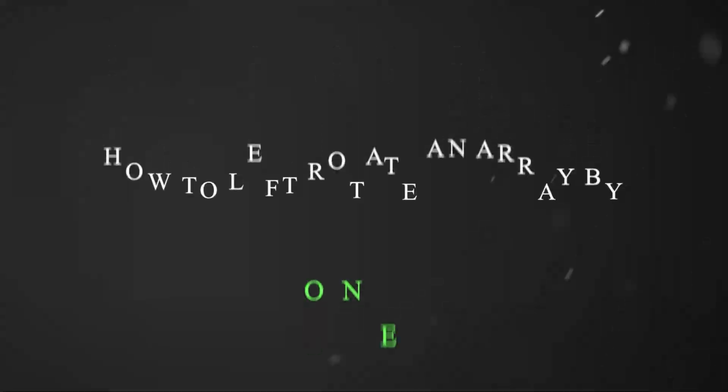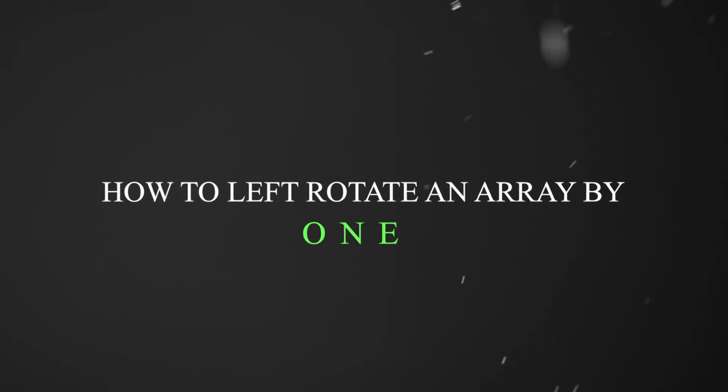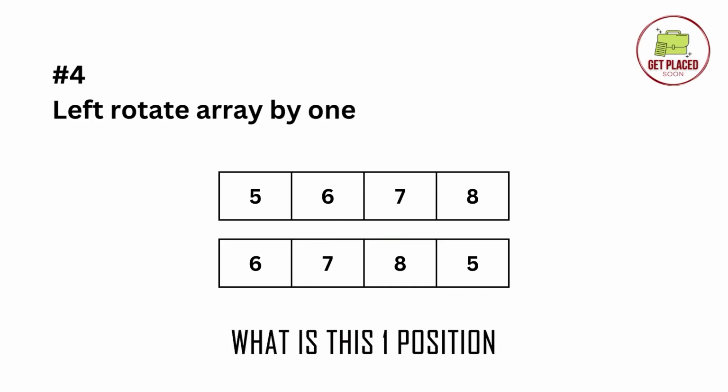In this video, let us discuss how to left rotate an array by 1. What is left rotation by one position? This is nothing but shifting all the elements of the array one position towards the left. I repeat, shifting all the elements of the array one position towards the left side.